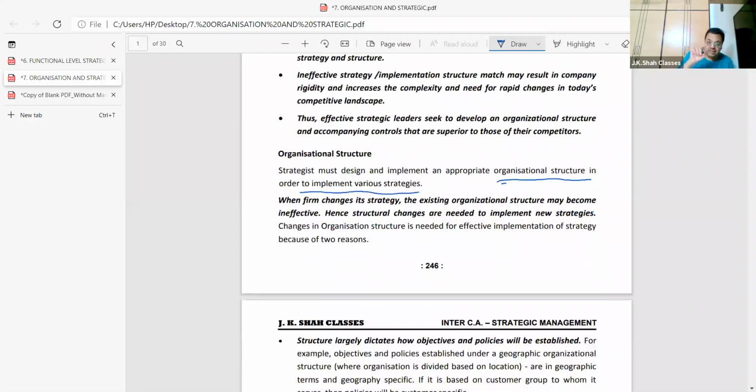When a firm changes its strategy, very important, the existing organizational structure may become ineffective. Agreed, Niyati? For example, what should you remember, beta? Small. Now you want to become big. So strategy changes, structure has to change. Hence, structural changes are needed to implement new strategies. Tarun, is it understandable? Then, beta, changes in organization structure are needed for effective implementation of strategy because of two reasons.